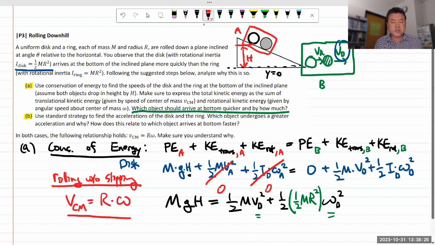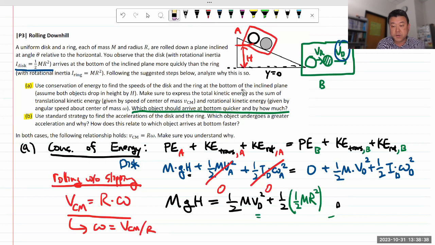I've gone through this discussion elsewhere, did the derivation, so I'm just going to use this, or the version of it, solving for omega: omega is equal to V center of mass divided by R. I'm just going to use that here. So I'll replace omega d squared with the speed of Vd. What I've labeled as Vd is the velocity of center of mass divided by radius of the disk squared.